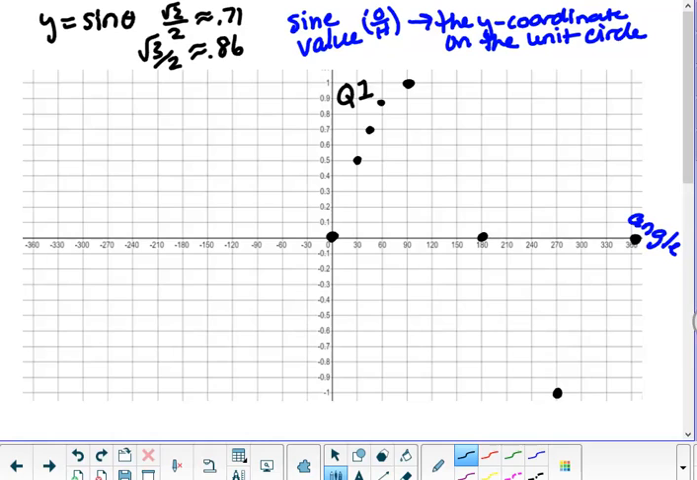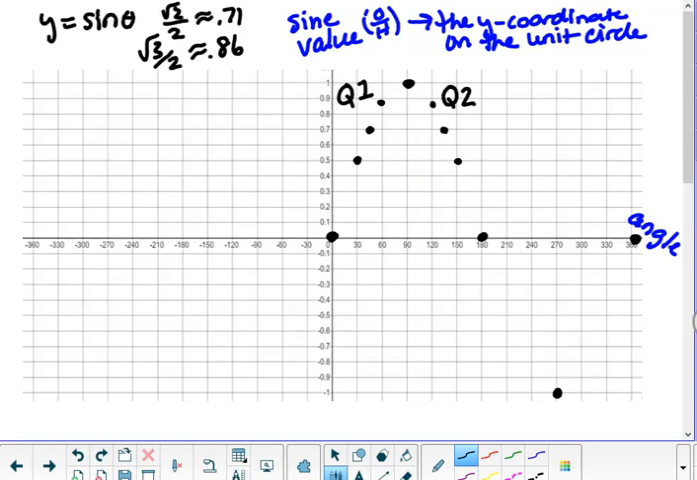In quadrant 2, we reverse the process and go back down to 0. So we can see that 120 is the same as 60, 135 is the same as 45, and 150 is the same as 30. So that's our points in quadrant 1. These are our points in quadrant 2.